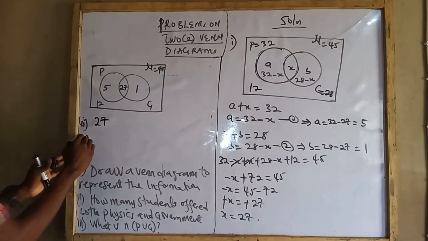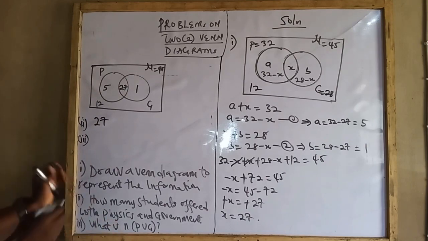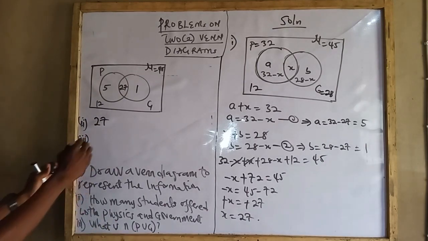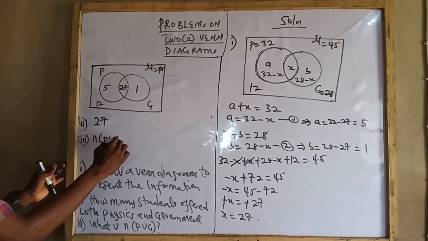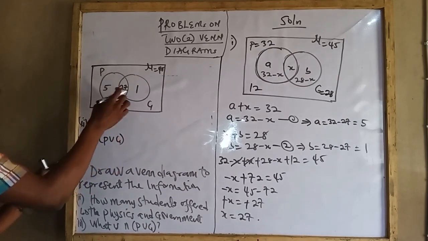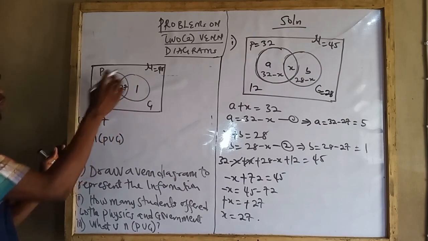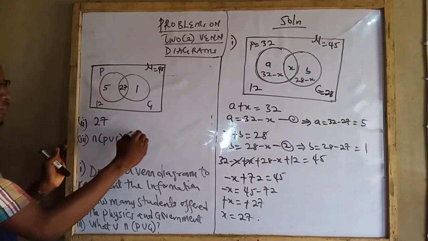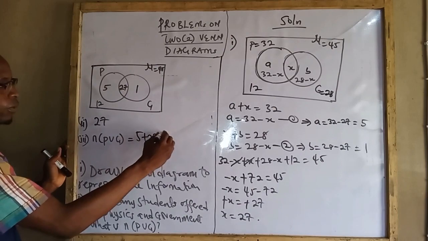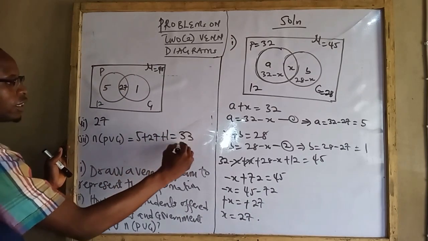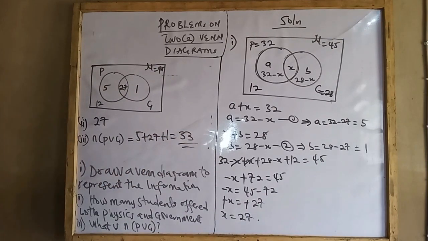Then lastly, what is P union G? P union G simply means the union of P and G. What is the number in the union of P and G? When you unite P and G together, you have 5 plus 27 plus 1. That will give you 33, which is our final answer.